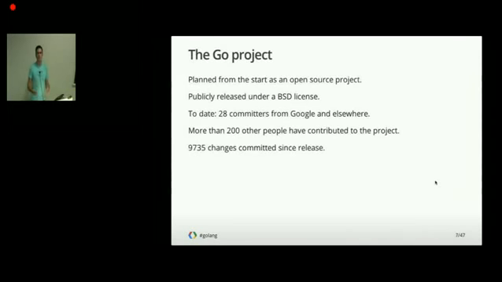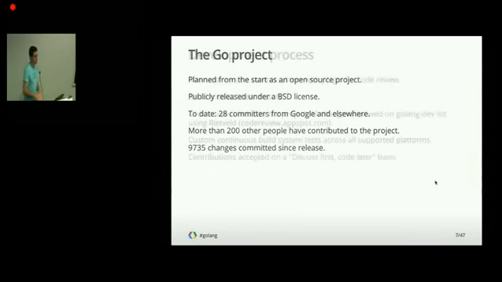When we started the Go project, well before 2009, we planned for it to be an open source project from the beginning. And when we released it, it was released under a BSD style license. To date, we have 28 committers from Google and elsewhere, and many people have joined the project, more than 200 contributing code or documentation changes directly. Since release, we've had nearly 10,000 changes committed to the tree. So it's a fairly high volume project.